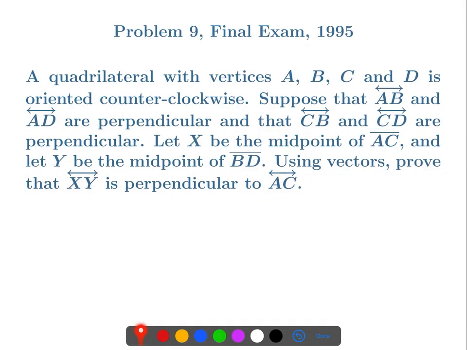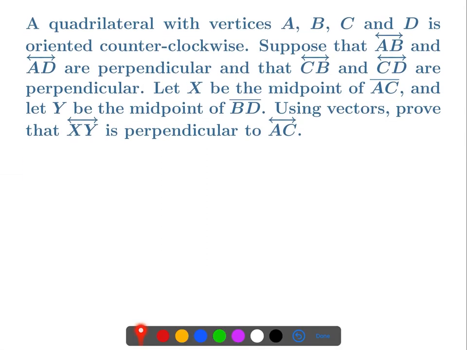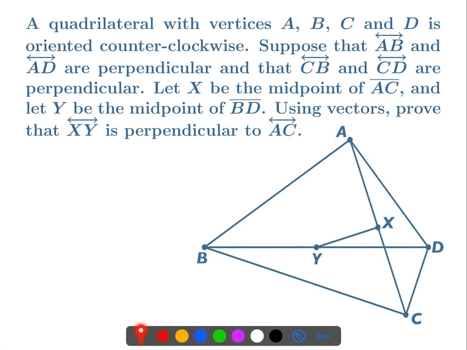Problem 9, this has a picture with it. We're going to start with a quadrilateral ABCD. And the information given is that the vector AB and the vector AD are perpendicular. So you have a right angle here. And the vector CB and the vector CD are perpendicular. So you have a right angle here.